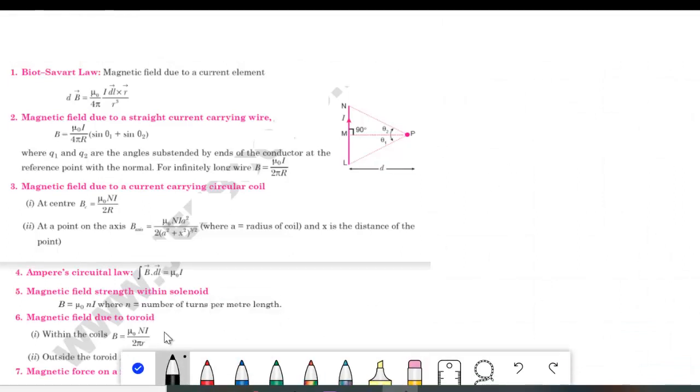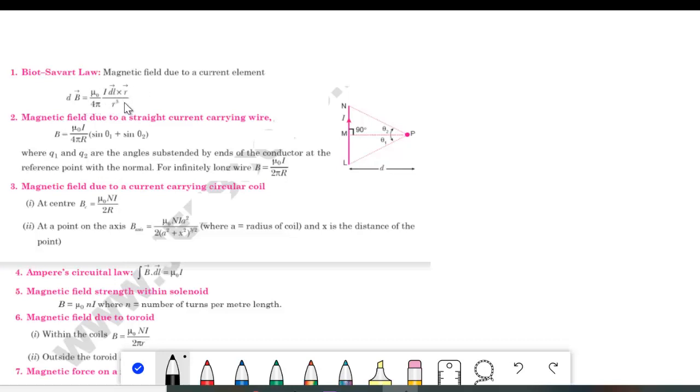In today's video, we are going to discuss the chapter Moving Charges and Magnetism. First, we are going to see the important formulas which we use here. First one is the Biot-Savart law.